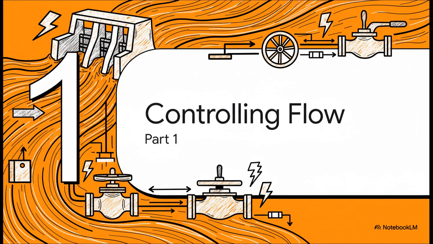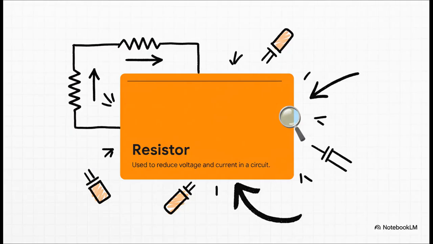Okay, we're going to start with the components that are all about managing the flow of electricity. You can think of them like the dams and valves in a river. Their whole job is to direct and control the power, making sure it goes exactly where it needs to at the right level. First up is the resistor. Seriously, this is probably the most common component you will ever see. And its job is super simple. It just resists the flow of electricity. It's totally essential for protecting more sensitive parts and just getting the right voltage levels in a circuit.